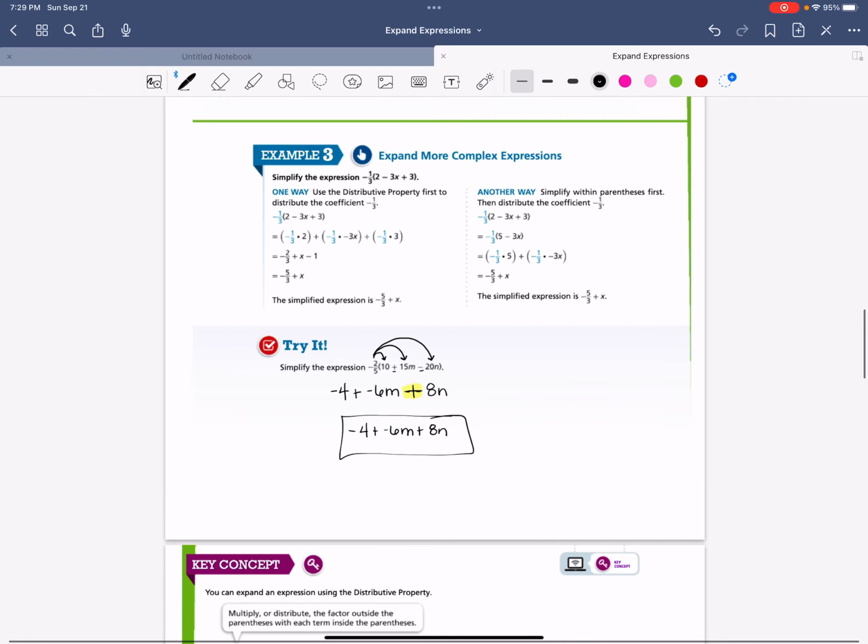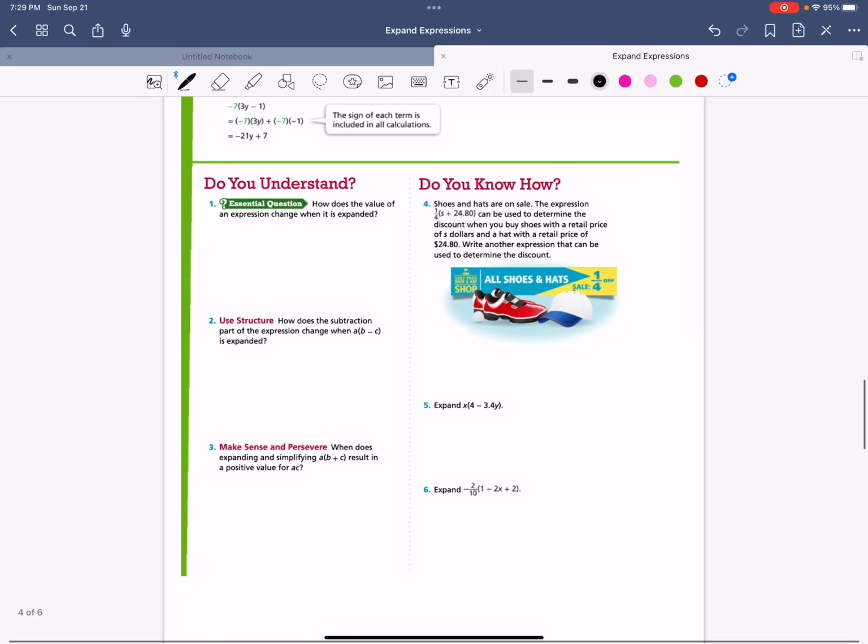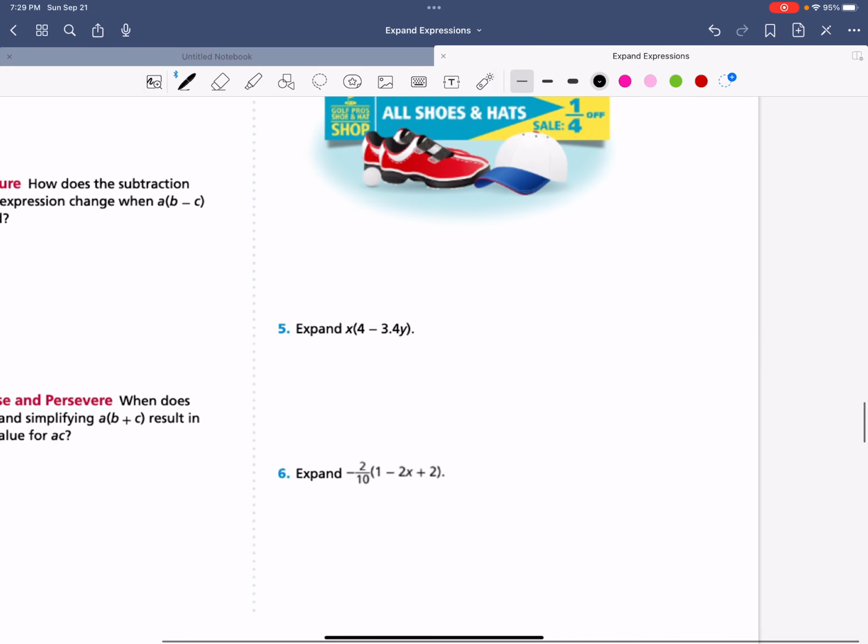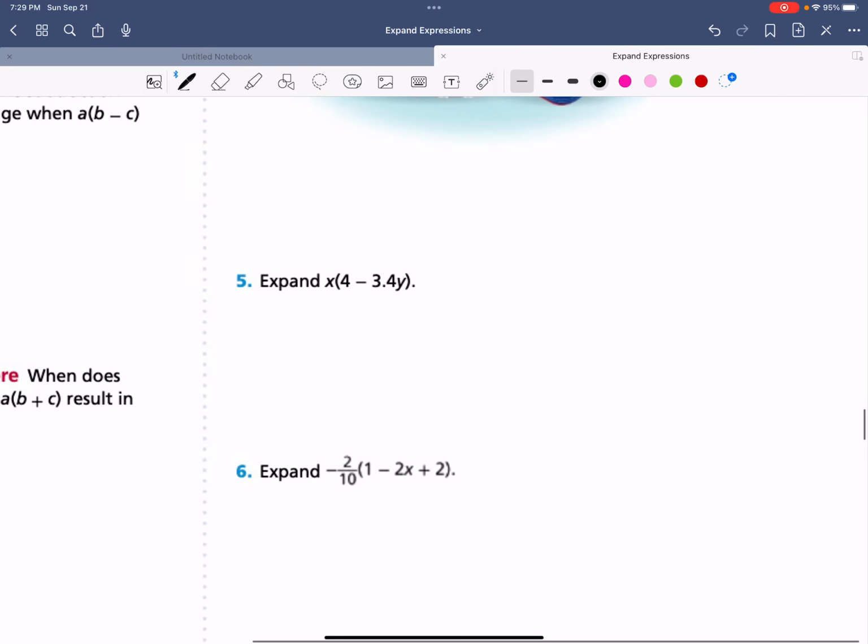All right, for the rest of buckle time, downtime this morning, if you have time, I want you to try to do 5 and 6 on the next page. So go ahead and try to expand those. You may use your Desmos. I have it linked in Schoology. So we will go over those when you get to class.